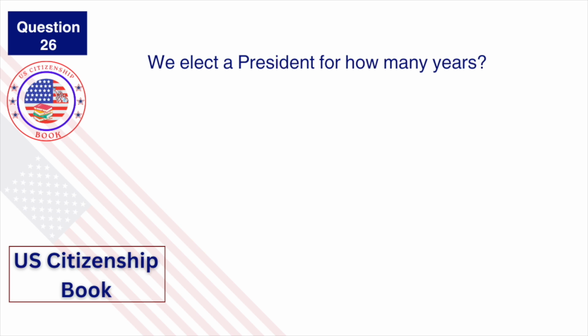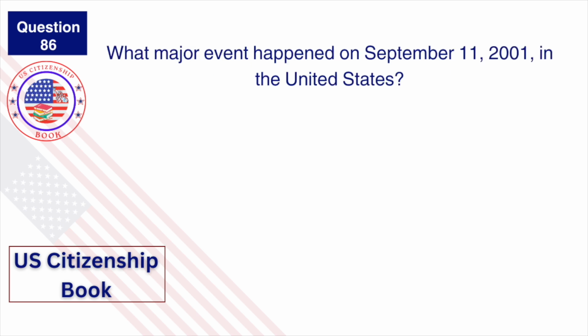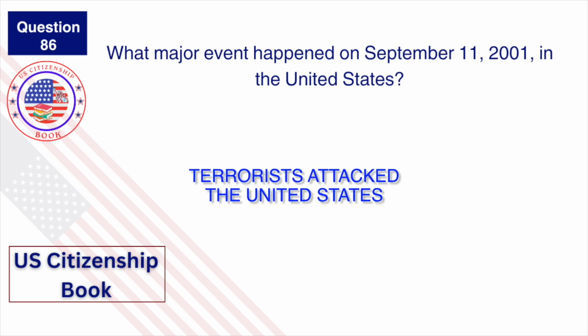We elect a president for how many years? 4. How many U.S. senators are there? 100. What major event happened on September 11, 2001, in the United States? Terrorists attacked the United States.